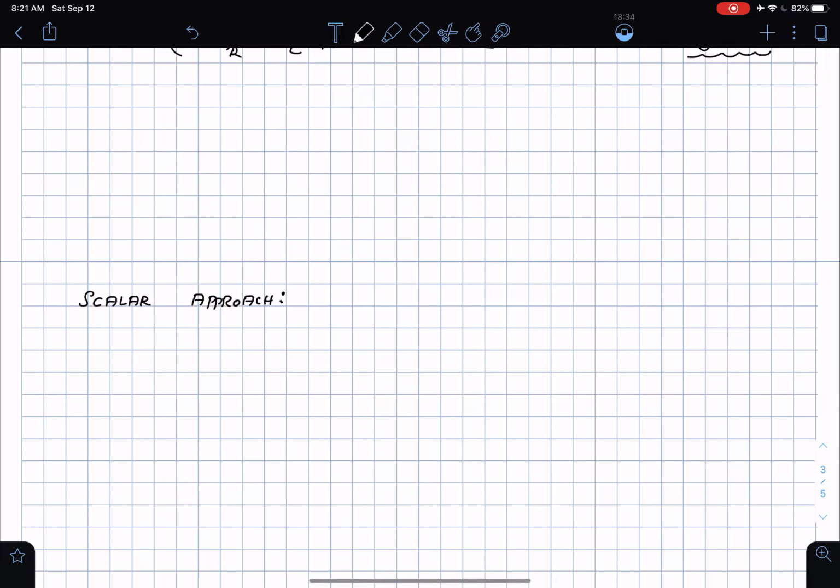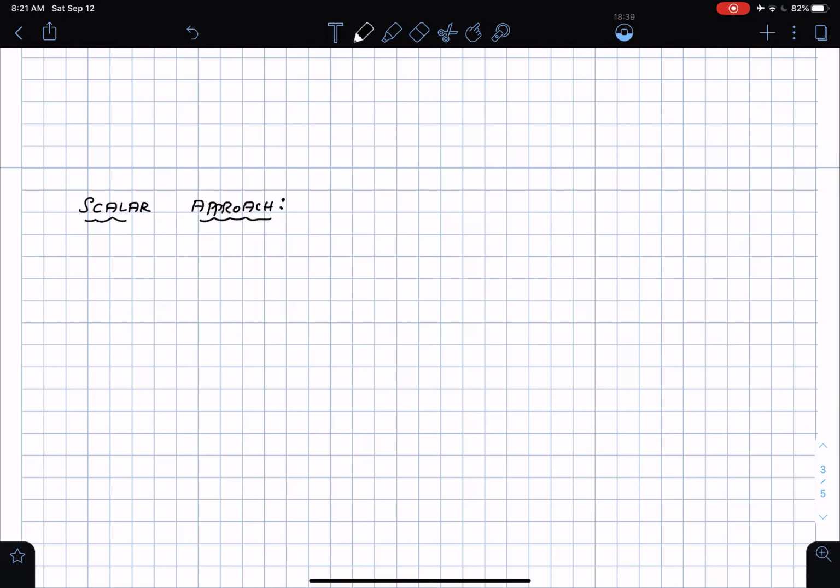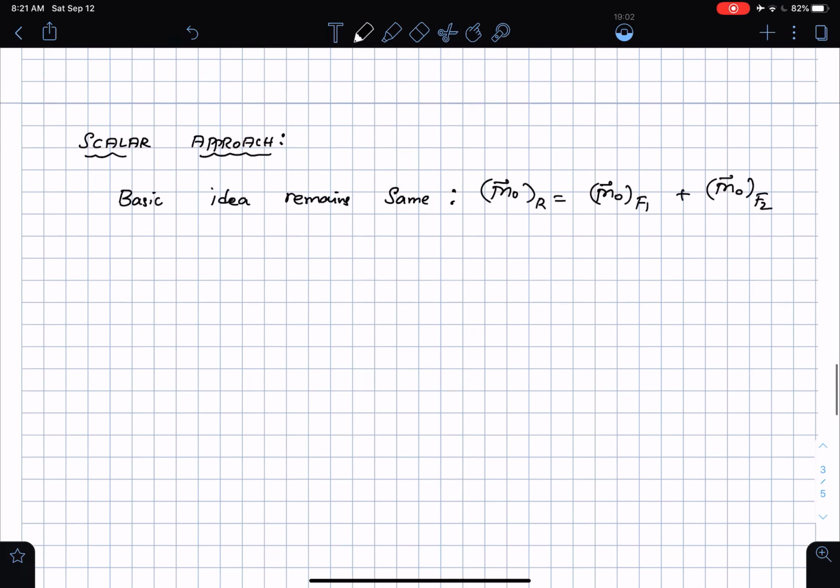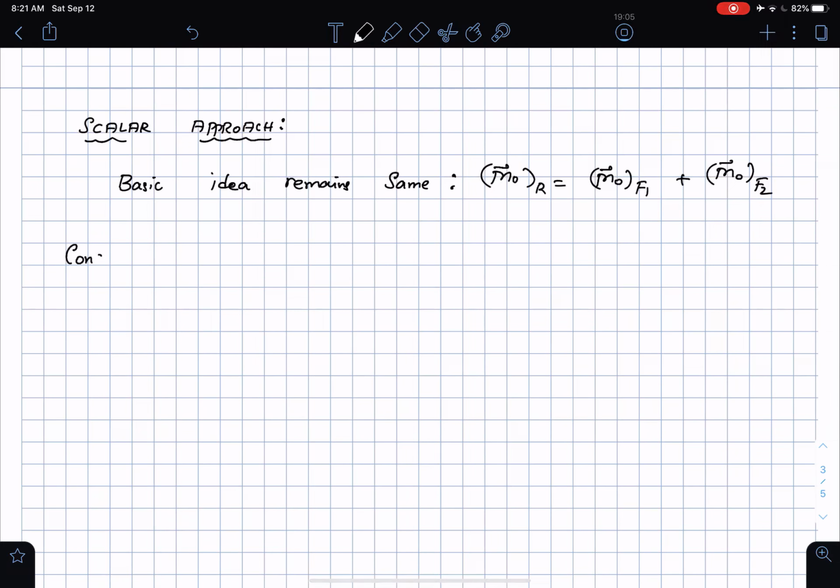This is a little more elaborate. Okay, it is nicer in my opinion. Okay, in the scalar approach, the basic idea remains the same. The resultant moment is the vector sum of F1 and F2. Okay, there is nothing here. So here is what I'm going to do. I'm going to take each of these forces separately. Okay, so first consider moment about O due to F1. So my idea is, okay, how do I find this using the scalar approach?